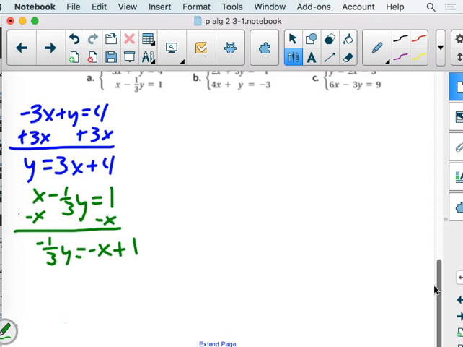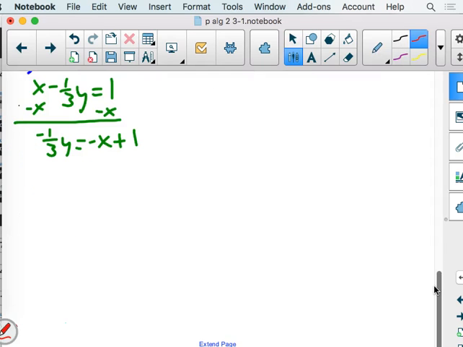Now here's the goofy step. Normally we'd say, hey, let's divide everything by negative 1/3. We don't divide by fractions. We multiply by the reciprocal. So we're going to have to multiply everything here by negative 3. Every single term gets that negative 3. So this will be y equals 3x minus 3.